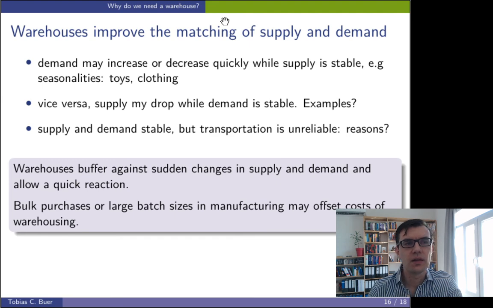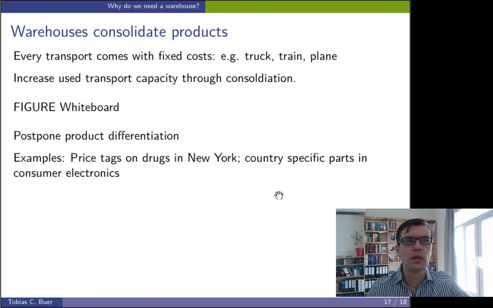Another thing is that we can perform bulk purchases, meaning we buy our product in larger batches, and we might be able to get some discount because we buy so many products and have to store them in inventory. This is what a warehouse also makes possible. I will present a separate video for the next lecture about the consolidation function, where I need to make a drawing.